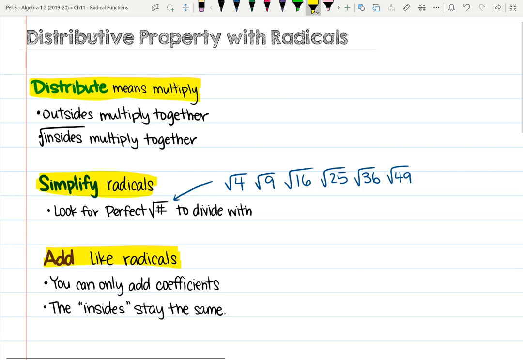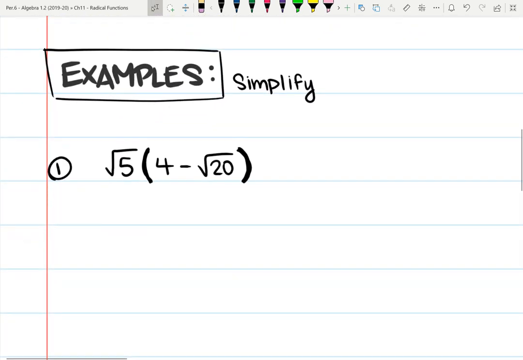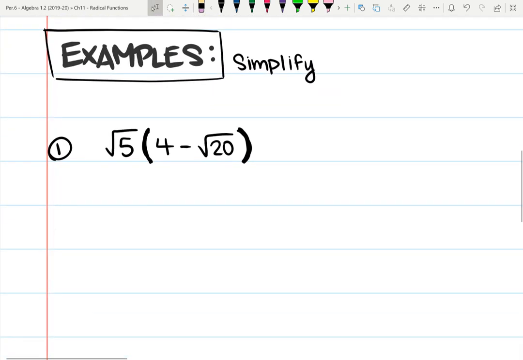Let's take a look at our first example. I've got 4 examples for you today. So let's take a look at our first one. We're asked to simplify, and as you can see here, I have square root of 5 times (4 minus the square root of 20). Now I know here I am going to distribute. How do I know that I'm distributing? Because I see 2 terms inside the parentheses. Remember, terms are separated by a plus or minus sign. I've got 4 here, and I've got the square root of 20. So I know I have 2 terms here to distribute.